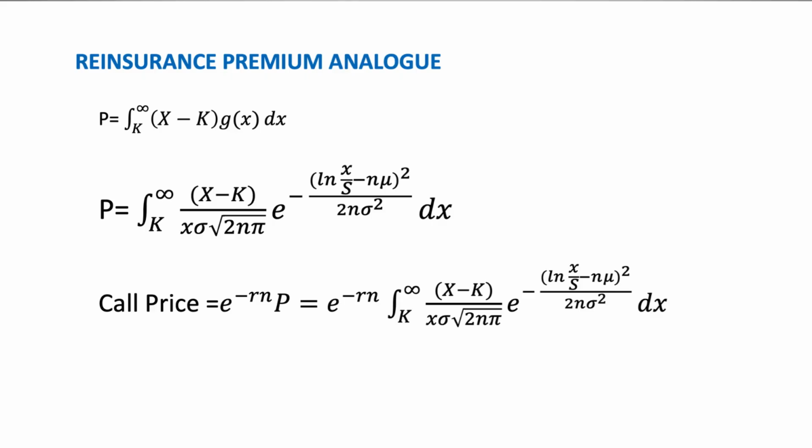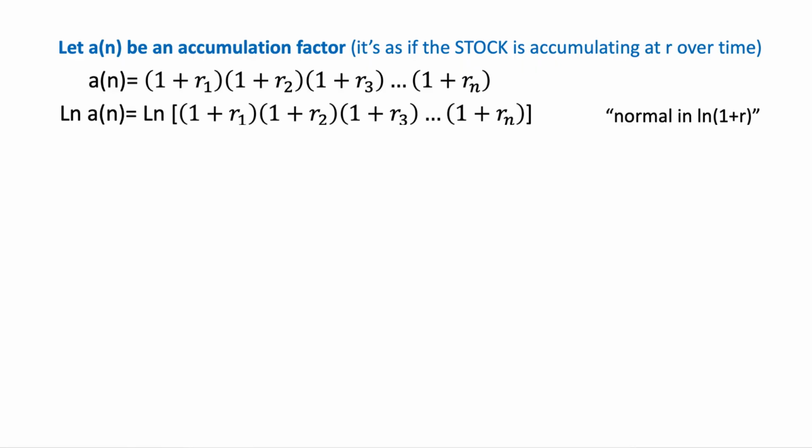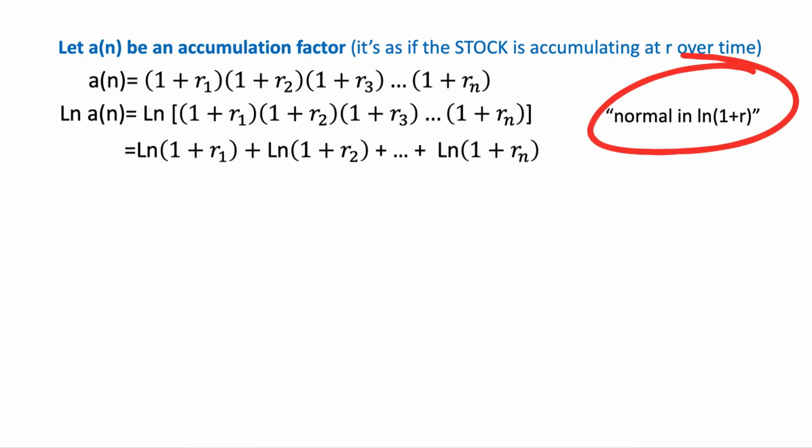It's equal to the present value of this reinsurance premium analog. Here it is assumed that the stock moves forward in time via some log normal distribution, which we represent as some accumulation function a of n, meaning a of n is equal to 1 plus r1 times 1 plus r2 times 1 plus r3 and so on and so forth. Notice that if we get the ln of a of n, it produces a linear combination of different ln 1 plus r. It is these ln transformed numbers which are normally distributed, which is why x is log normal.